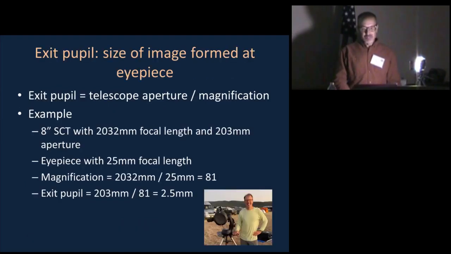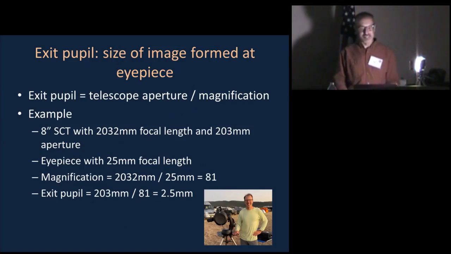Another important principle is exit pupil. That is the size of the image that's formed with the eyepiece. Again, a little bit of math. All the math here is pretty straightforward. It's all division and multiplication, so hopefully not challenging anybody too much. But exit pupil is just the telescope aperture divided by the magnification.